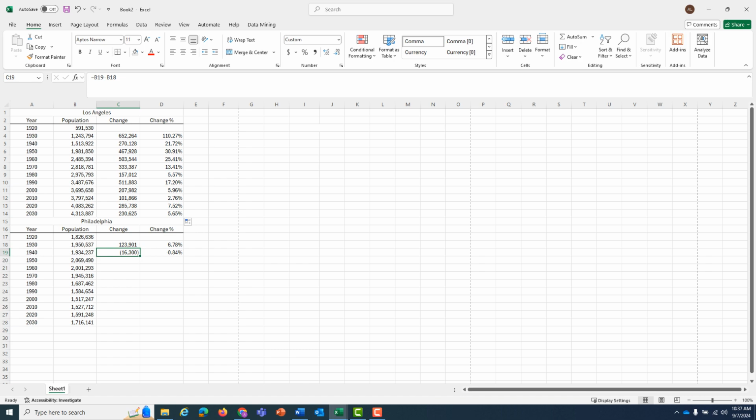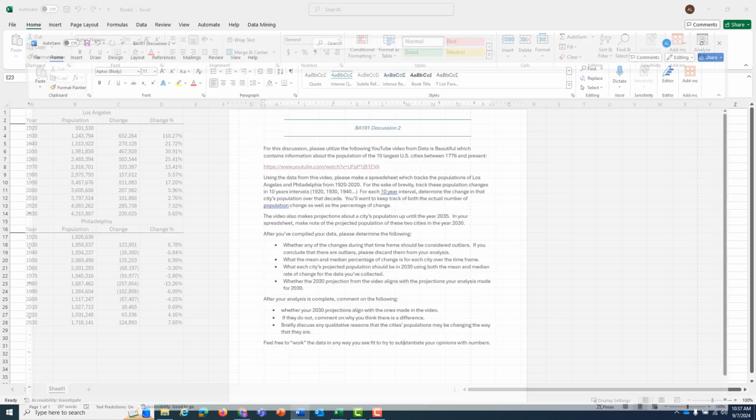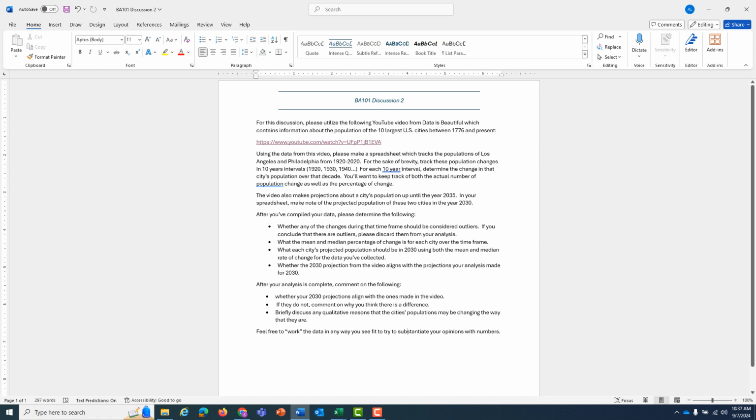Let's do the same thing for our numbers over here for Philadelphia. I'm just going to fill handle in this column, and I am going to fill in the change as well over here. So now we have the actual quantity of population change and the percentage of change for all of the periods for our two different cities that we are looking at. Back to the question, what is it asking us to do at this point in time? It says the first thing we should do is determine whether any change during the time frame should be considered an outlier. Let's start there.